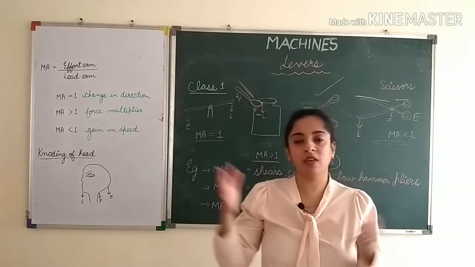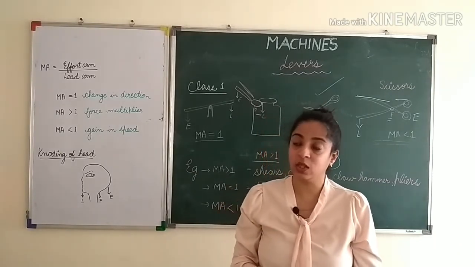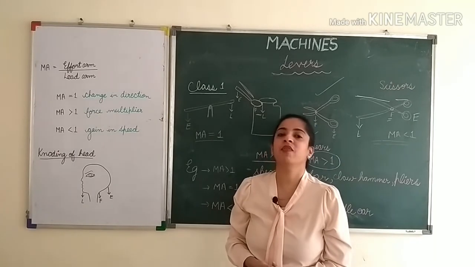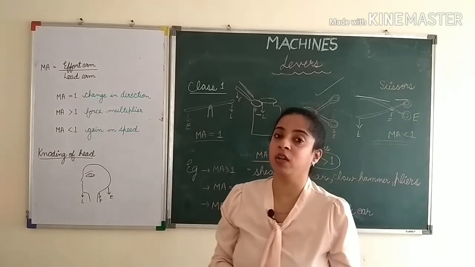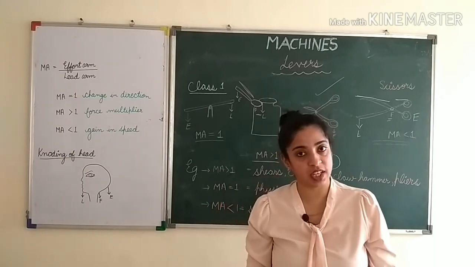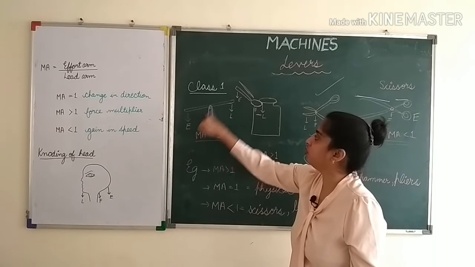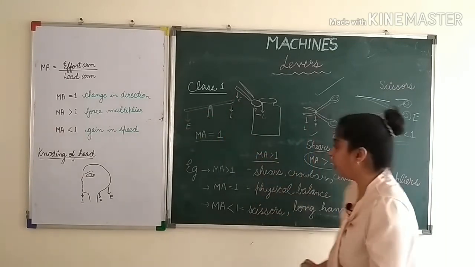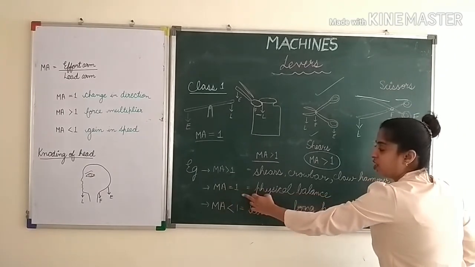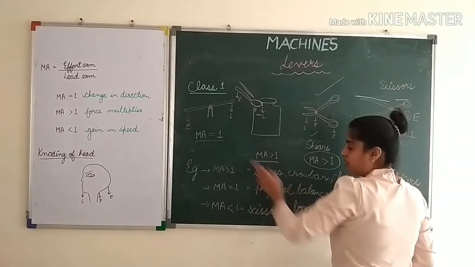You will be given a lot of examples and you will have to identify which class of lever it is, or they will give you the name of the example and will ask you whether it acts as a force multiplier or gain in speed or for change in direction. Right? So for MA equal to 1, it is used to change direction. एक बच्चा नीचे आएगा तो दूसरा बच्चा ऊपर जाएगा. Right? Now mechanical advantage is equal to 1, physical balance. Another example is physical balance.